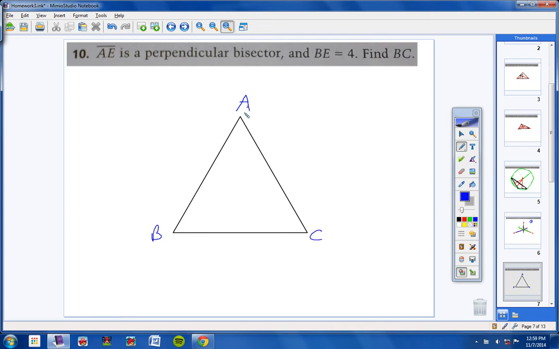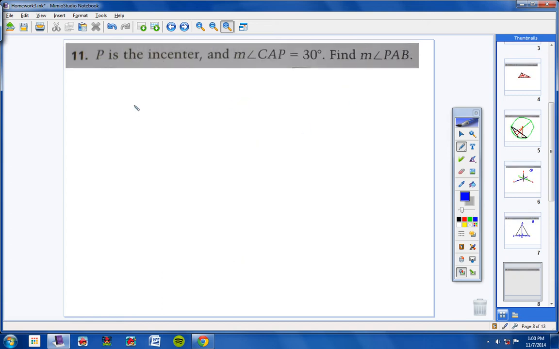Now watch this. This is so cool. Draw your perpendicular bisector like this. There we go. Much better, okay? BE is 4. So what would BC, the whole length, be all the way across? Well, from here to here is 4, and here to here is 4, then the whole length has to be 8. Okay? Number 11.